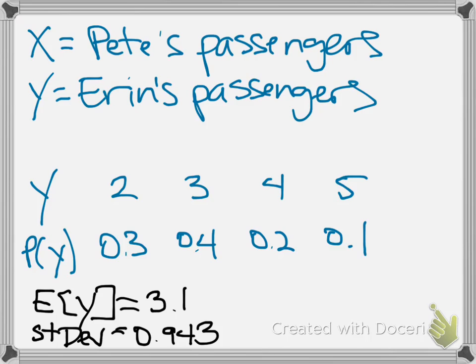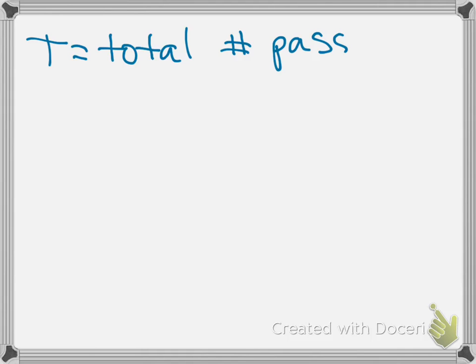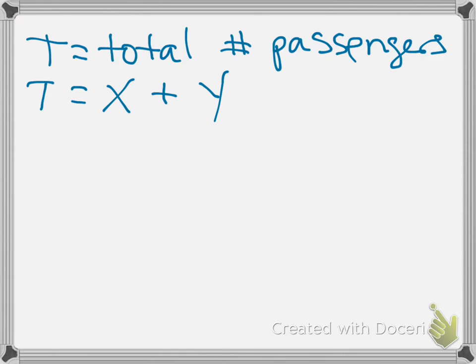Now, let's say that Pete and Erin want to figure out what their average number of passengers is for the two of them, not just for each one individually, which is what we've calculated so far. So that means that we're going to have some new random variable, we'll call it t, and that's going to be the total number of passengers for both Pete and Erin. Well, then that means that t is equal to x, the number of passengers that Pete has, plus y, the number of passengers that Erin has.